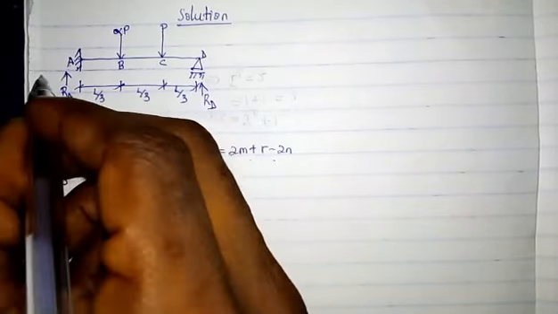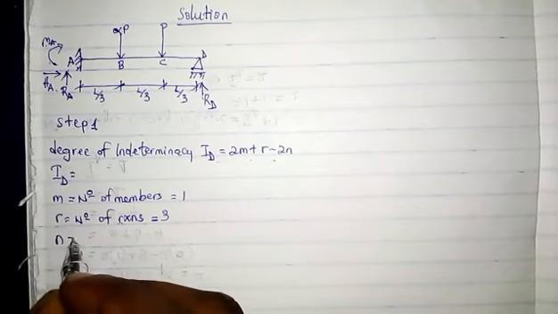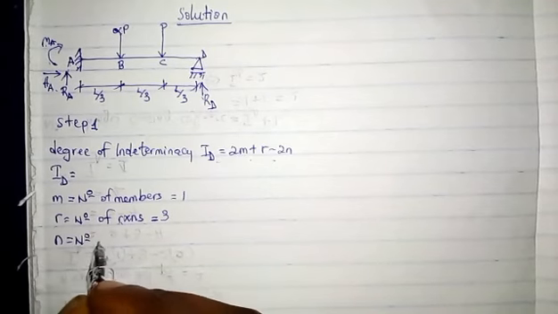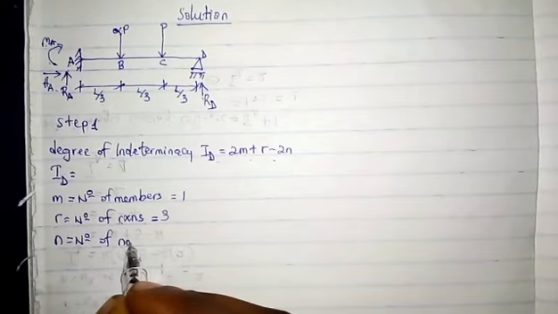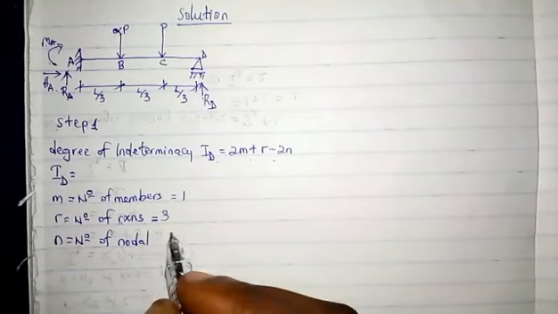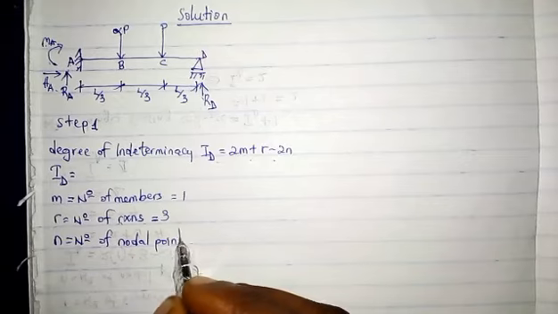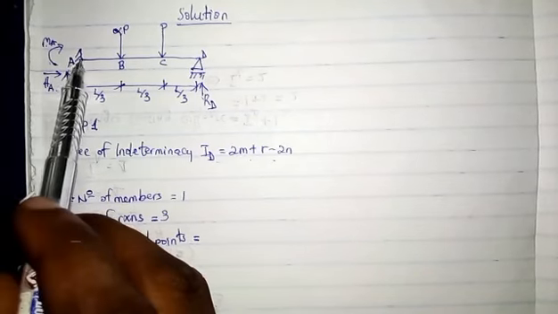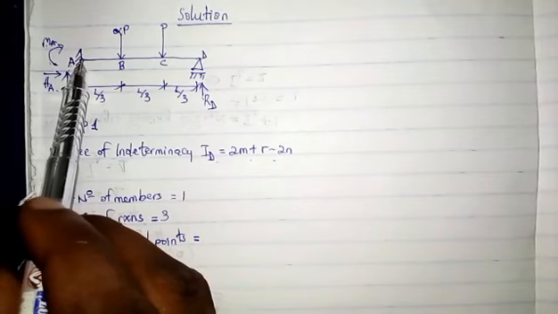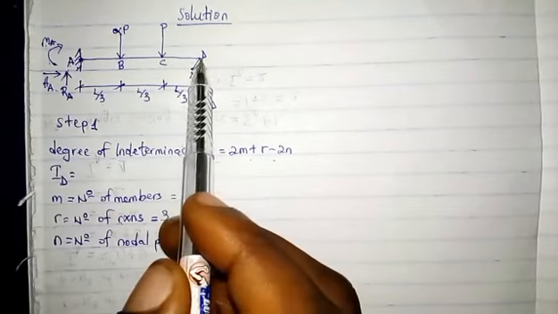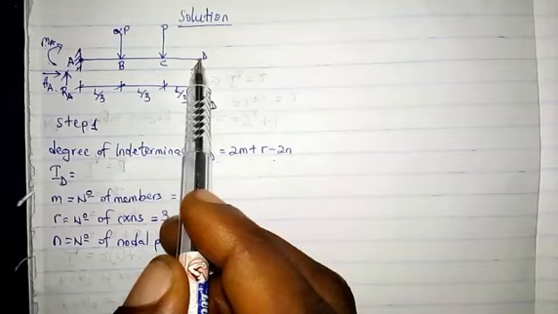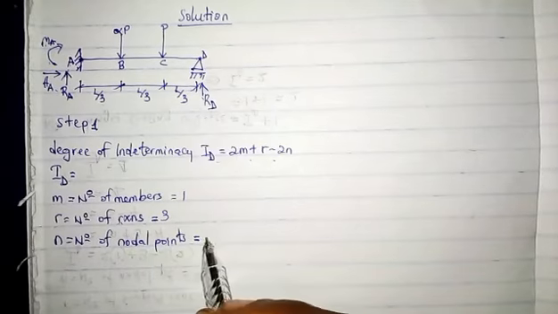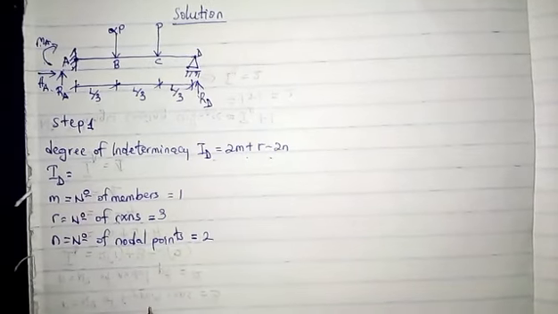The next thing to do is to get your n. n is the number of nodal points. What is a node? Let's go to our structure. This point A here is a node. Point D here is a node. So we have 1 and 2, so we have 2 nodes.